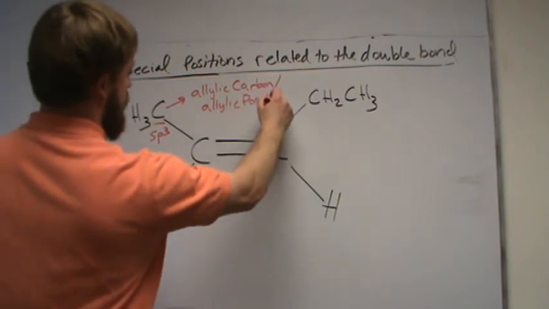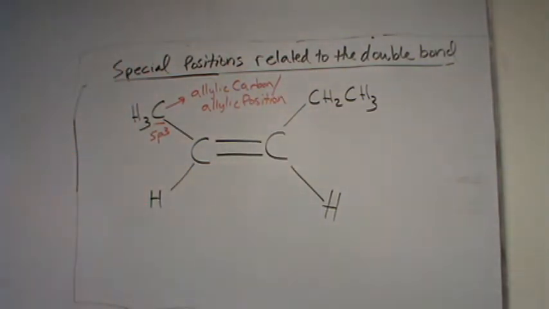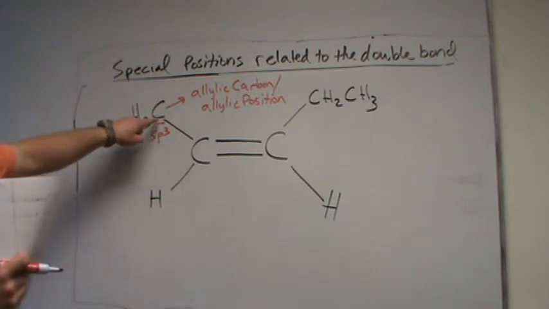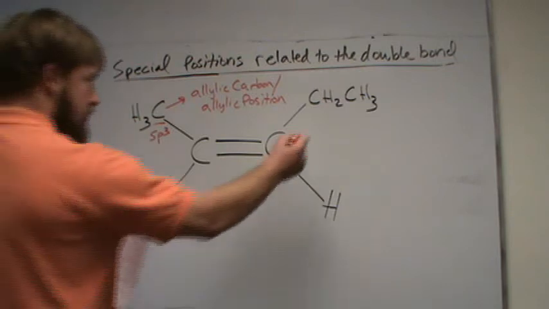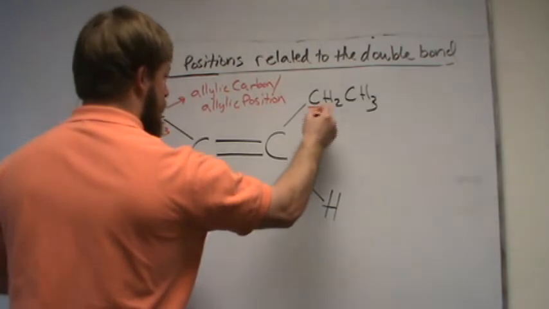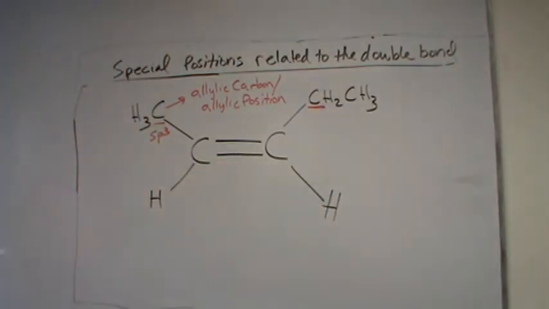Allylic carbon, or allylic position. If we attach a bromine to that carbon, we could say it's an allylic bromide because the bromide is attached at the allylic position. So here is another example of an allylic carbon.